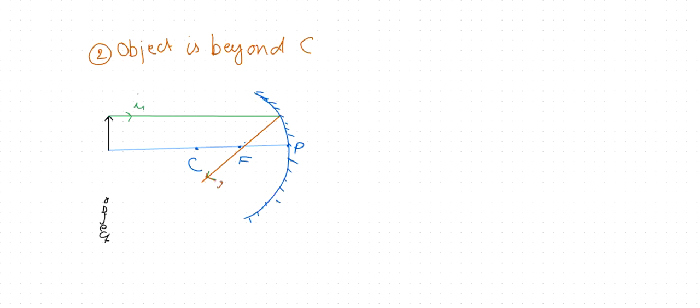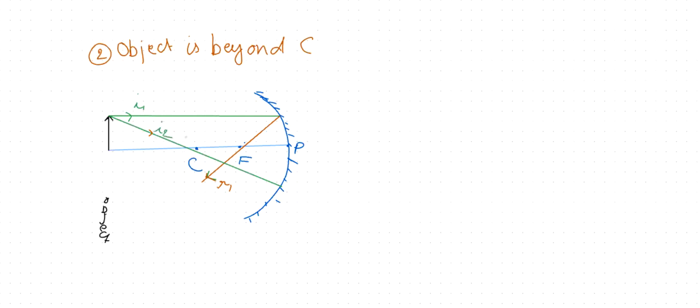Now time for the second incident ray. So where should we make a second incident ray from? Now what we can do is we can take the center of curvature only. So my second incident ray goes through the center of curvature. I name it as I2, incident 2.